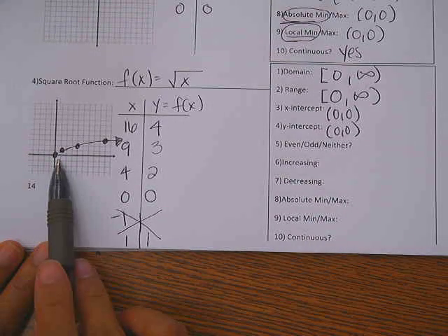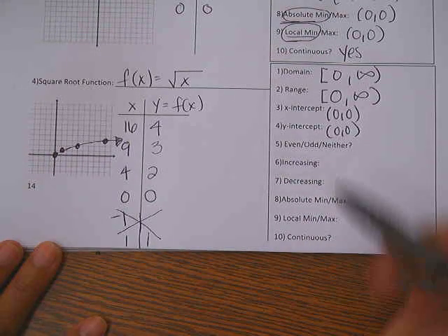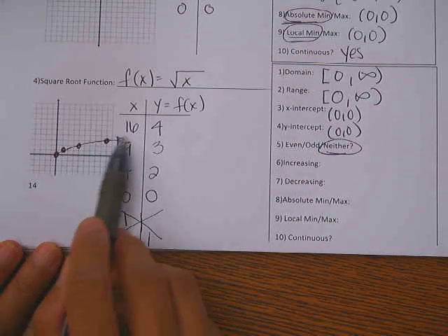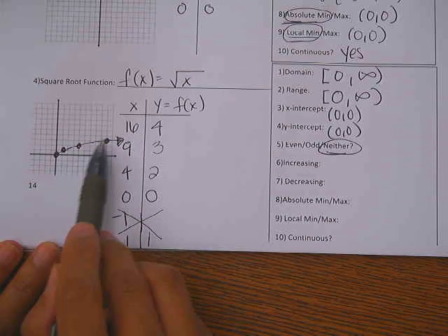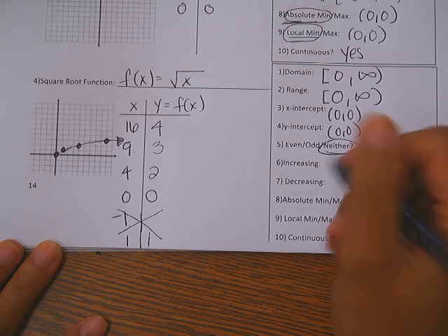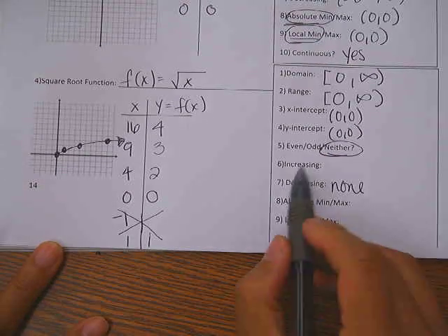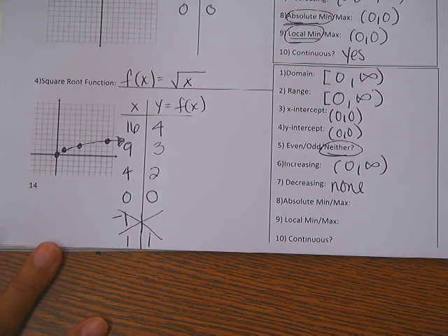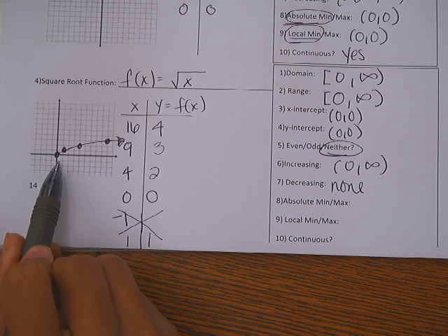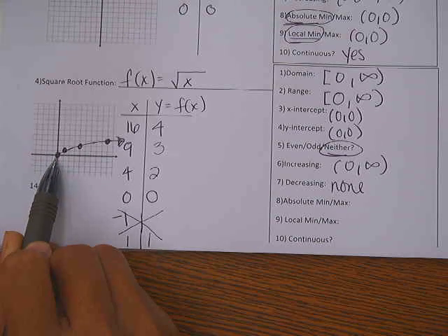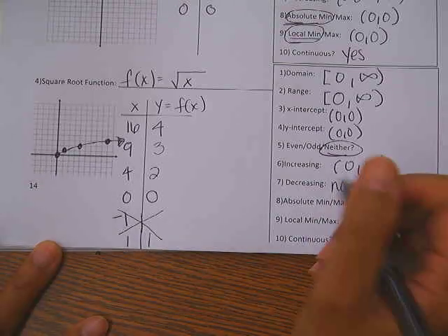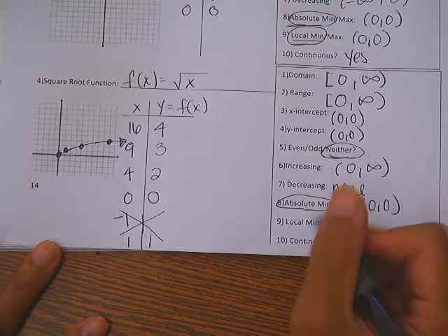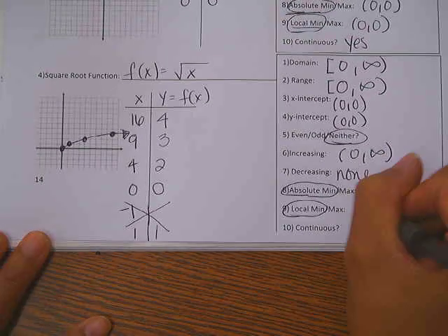Okay. Is this even or odd or neither? It's actually neither. Increasing, it's going to increase the entire time. If it's increasing the entire time, there's no decreasing, so we can just write none right there. Increasing from 0 all the way to infinity. Absolute min and absolute max, if you know this is the lowest point possible, right? So would you agree that that's going to be an absolute min? So the lowest point is 0, 0, and absolute min is also local min, so that's also 0, 0.